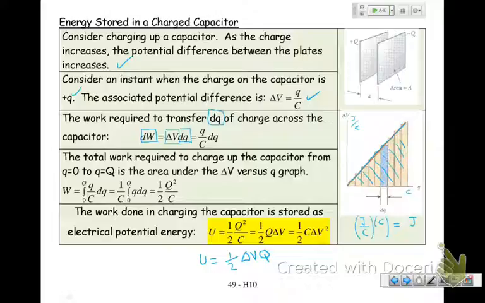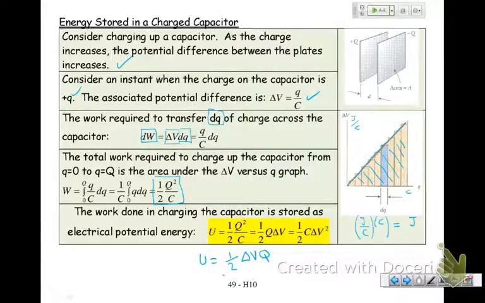The total work required would be the integral of this. So I integrate this between 0 and the full charge, big Q. And so I get, well, take out your constant, 1 over C, integral of Q dQ. Oh, that's going to be 1/2 Q squared over C. It's a different equation that comes out, but it's the same equation. Let me show you why it's the same equation.